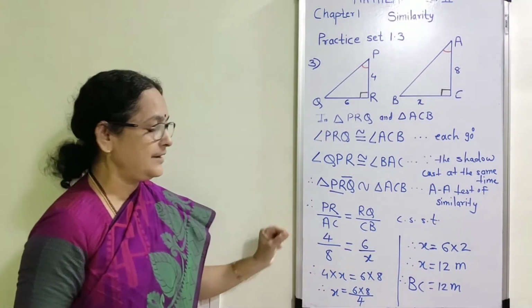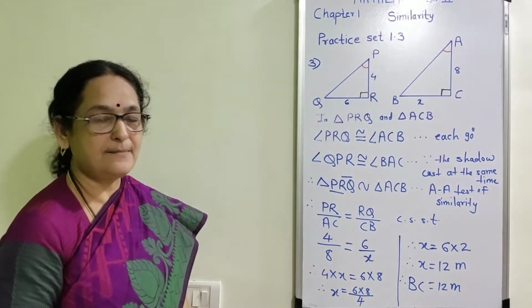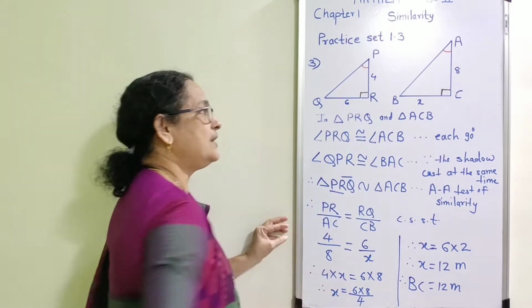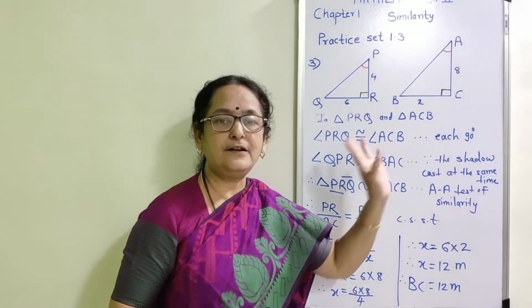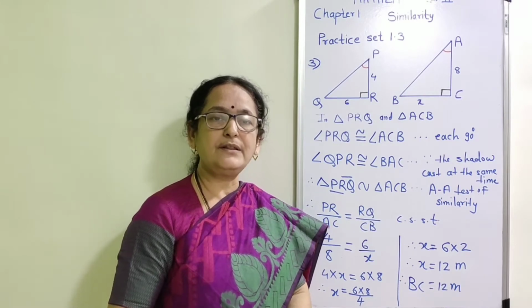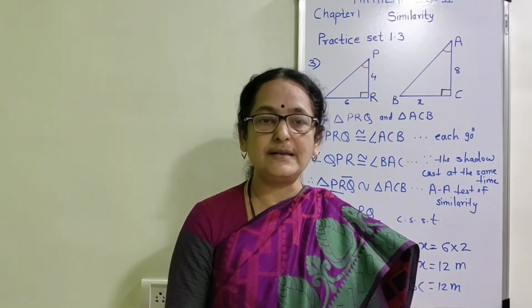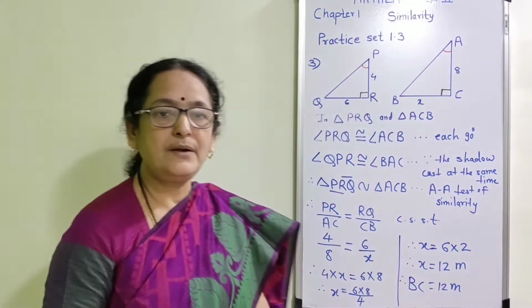Here we have completed our third example. The most important point in this example is, please remember, this pair of angles is congruent to each other since the shadows are cast at the same time, and therefore these two triangles are similar to each other by a test of similarity. Now we will solve example number 4.